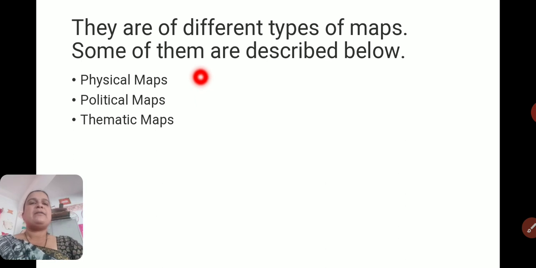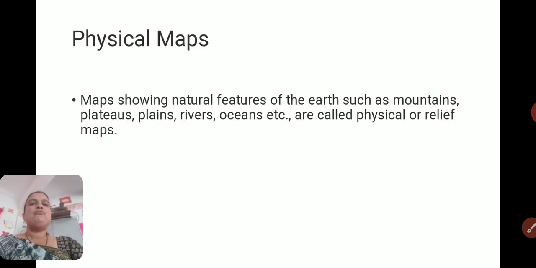These maps are categorized into three parts: physical maps, political maps, and thematic maps. Step by step we will see all these kinds of maps. Now, what are physical maps? Maps that show natural features.